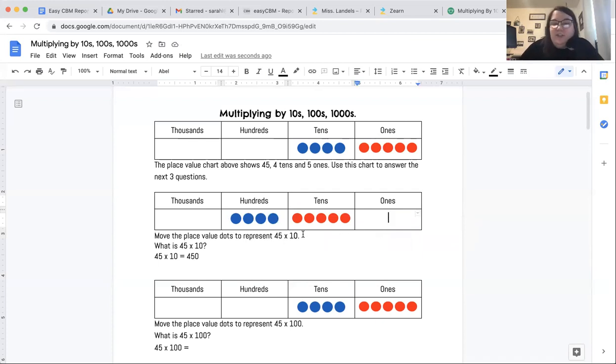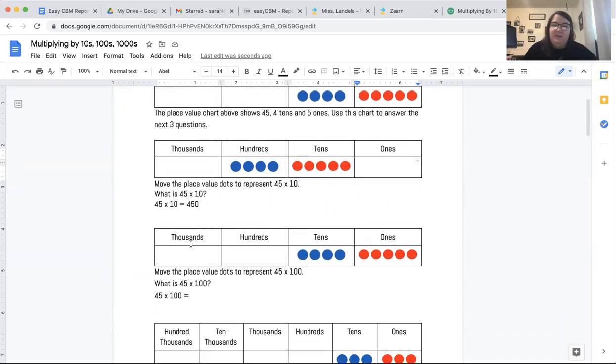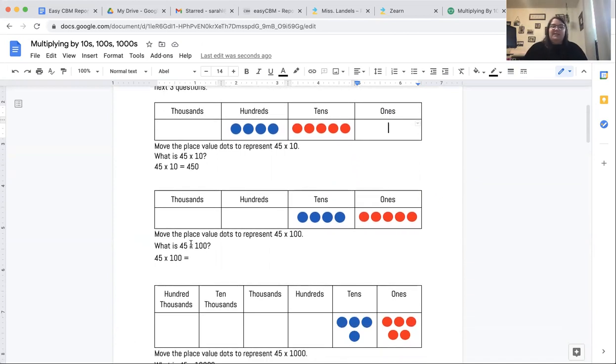So we have finished our first problem. Move the place value dots to represent 45 times 10. We just did. And 45 times 10 is 450. The next problem says, move the place value dots to represent 45 times 100. 45 times 100. Well, how many zeros are there in 100? Yeah, there are 2 zeros in 100.